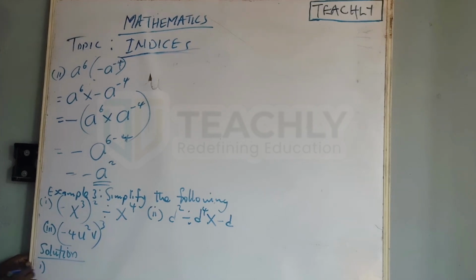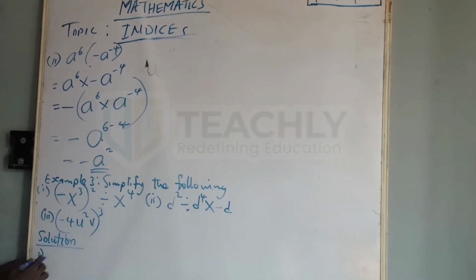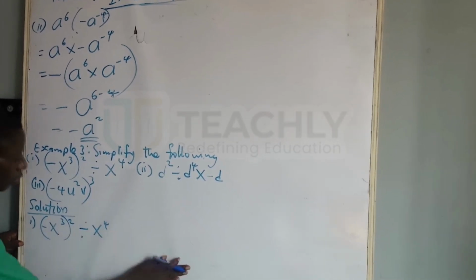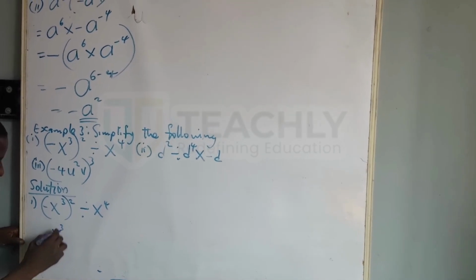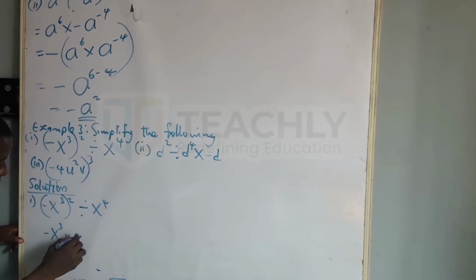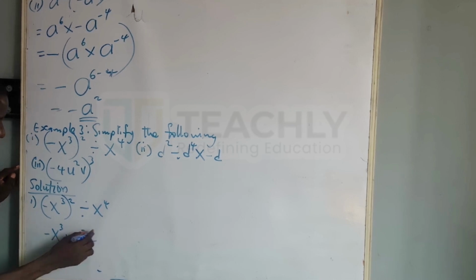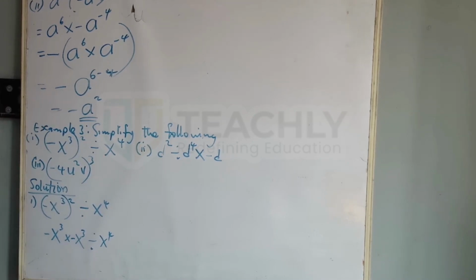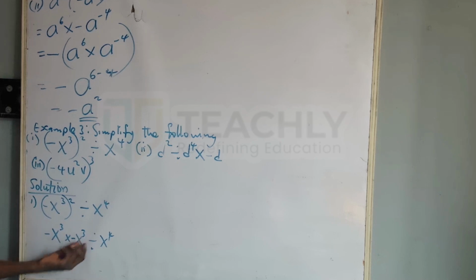So let's look at the first one. The first one we have minus s power 3 squared divided by s raised to power 4. So what we are going to do is, let's first take minus s power 3 divided by s raised to power 4. We can further simplify this. It means minus s power 3 times another minus s power 3. So that's the meaning of minus s power 3 squared, before we now say divided by s raised to power 4.